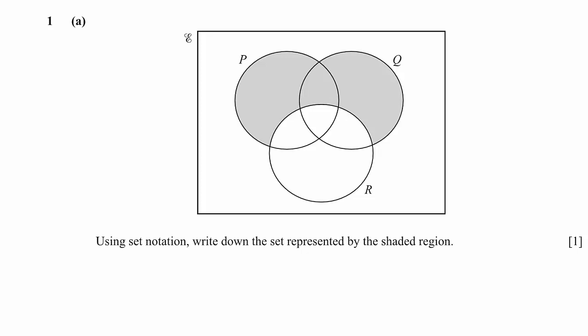Using set notation, write down the set represented by the shaded region. There's always more than one way of doing this, but there's a fairly obvious one that leaps out at me here, in that if I consider the entirety of the area enclosed by P and Q, that's P union Q.